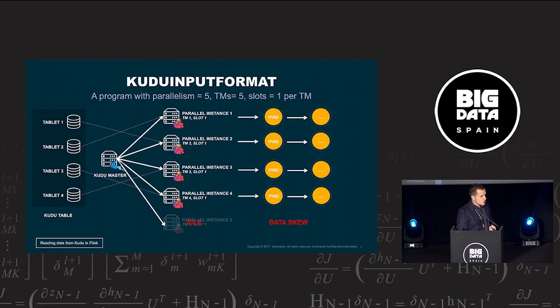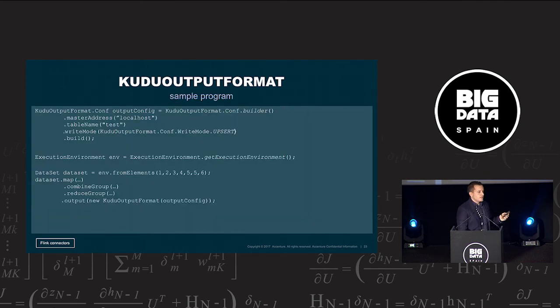So yeah, after creating the input, we can just apply Flink operators like map and whatever. And this example is very similar to the previous one. This example shows the Kudu output format to write information from Flink to Kudu. Here we also have a configuration object with an additional parameter that is the write mode that can be insert or upsert. We then just create the execution environment and apply the output with the Kudu output format. Okay, it is very easy.